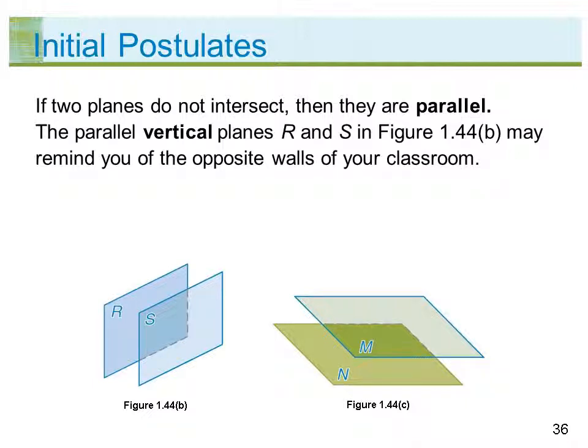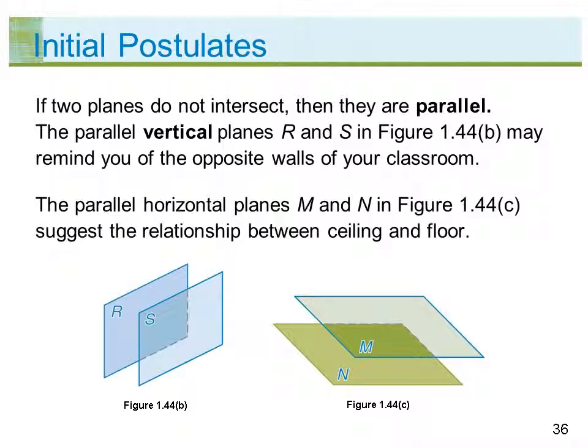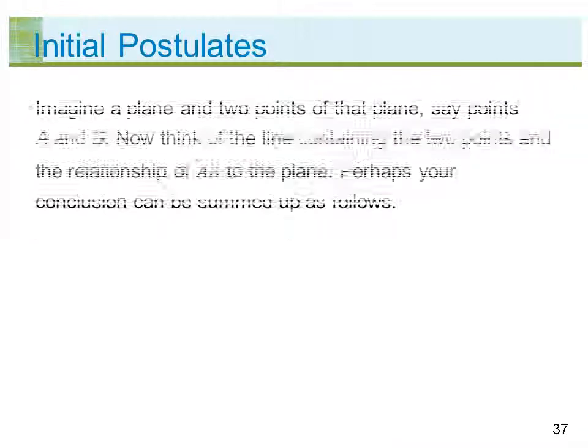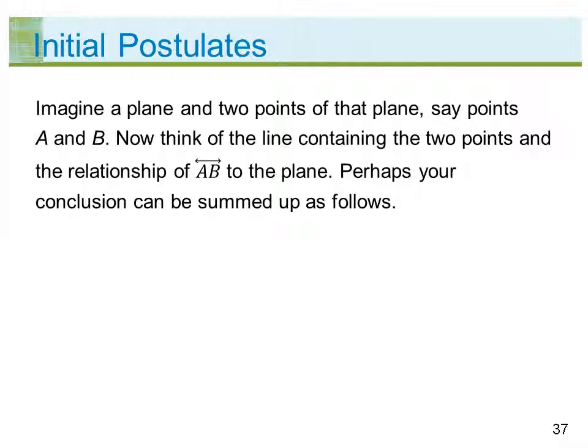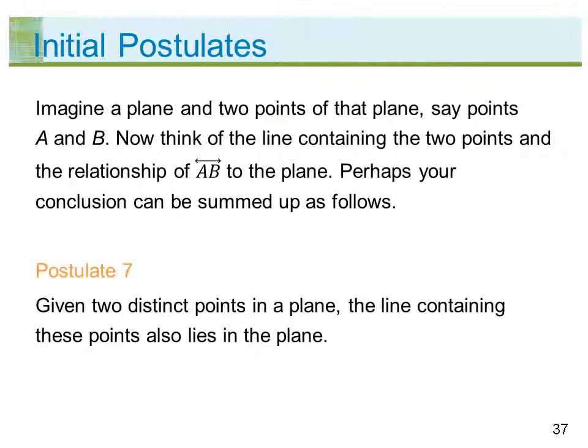The parallel vertical planes R and S in Figure 1.44b may remind you of the opposite walls of your classroom. The parallel horizontal planes M and N in Figure 1.44c suggest the relationship between ceiling and floor. Imagine a plane and 2 points of that plane, say points A and B. Now think of the line containing the 2 points and the relationship of line AB to the plane. Perhaps your conclusion can be summed up as follows. Postulate 7. Given 2 distinct points in a plane, the line containing these points also lies in the plane.